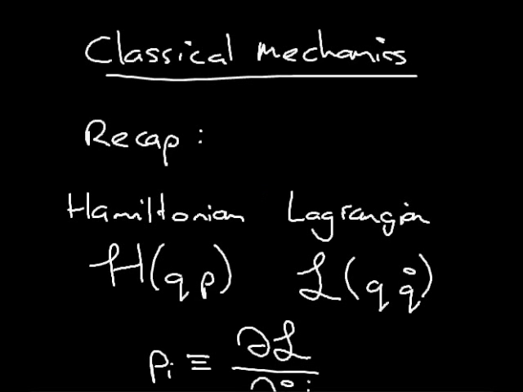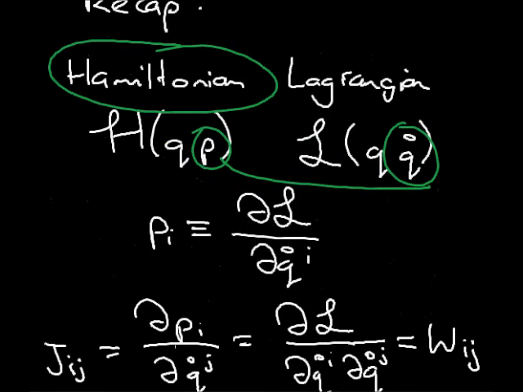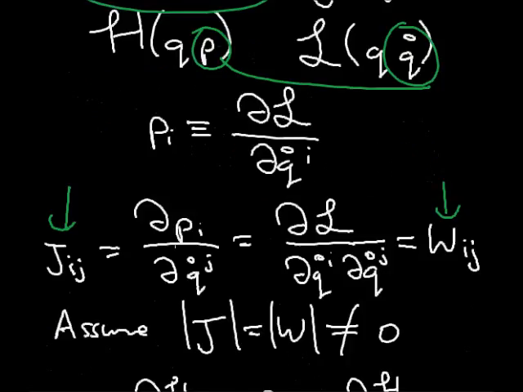Hello YouTube. In my last video I introduced the Hamiltonian formulation of classical mechanics, which is nothing more than a coordinate change from q dot to the canonically conjugate momenta p. From now on we will assume that we can solve for q dot in terms of p from the definition of p, which is dL/dq dot. This means the Jacobian of the transformation, which is the Hessian of the Lagrangian, is invertible.